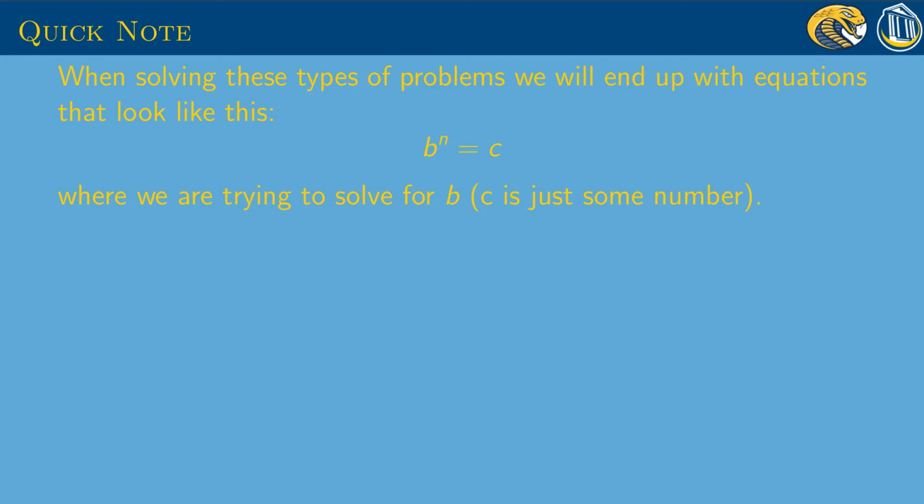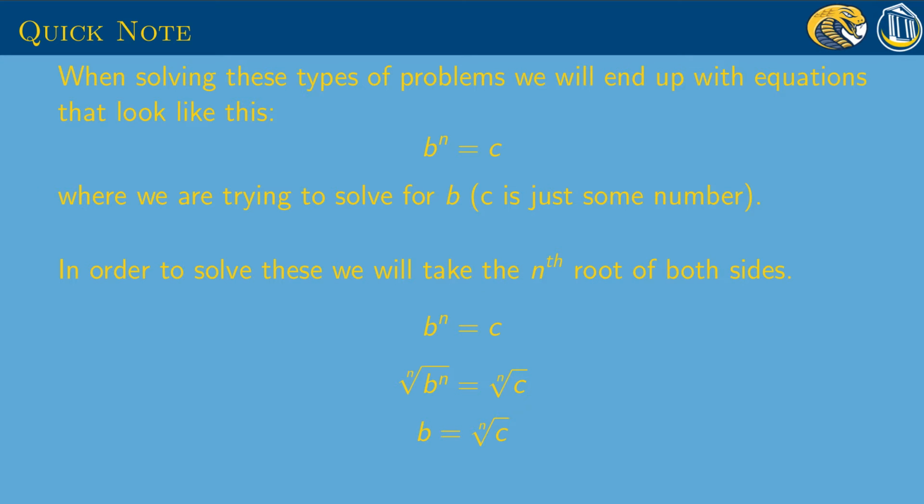Before we start this, let's point out that when we're solving types of problems like this, we end up with equations of the form b to the n equals c, where in this case we could have b as our variable. We could have b cubed equals 5, for example. n and c are just numbers, and we're trying to find the value of b. So how do we do that?